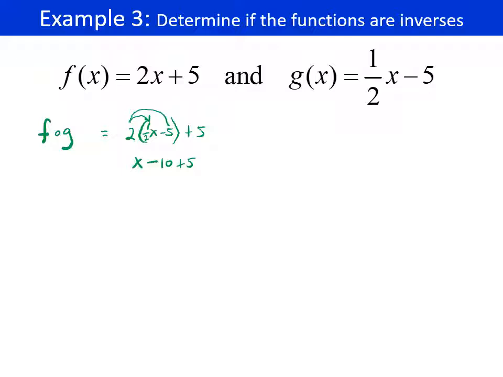Now negative 10 plus 5 is negative 5. So the composition f of g gives x minus 5. It does not give x. Therefore, these are not inverses.